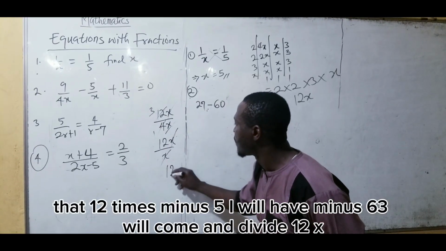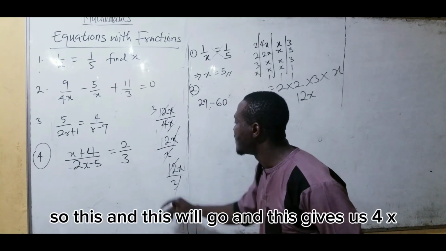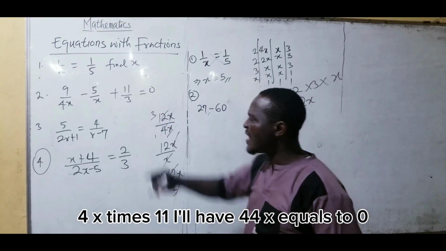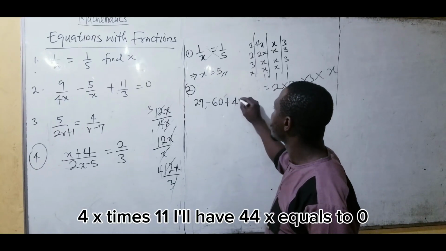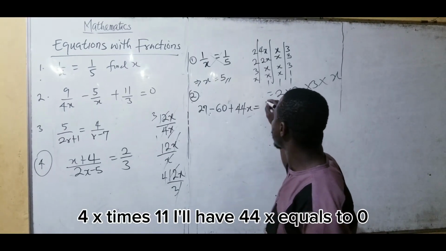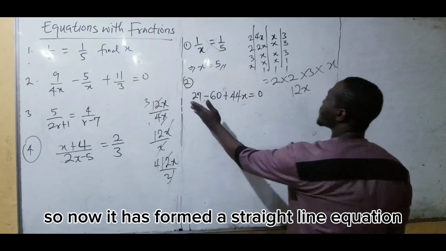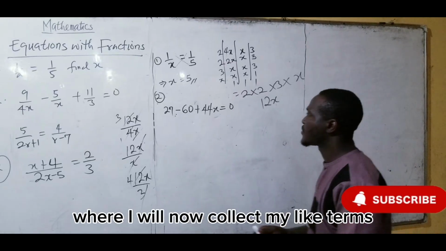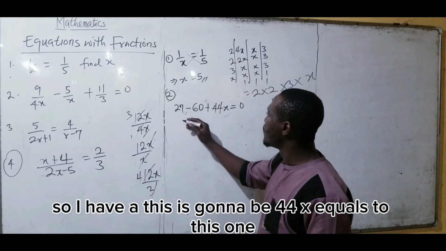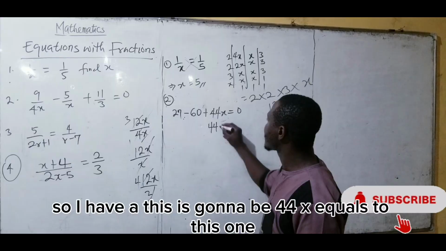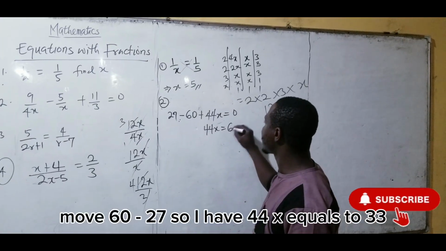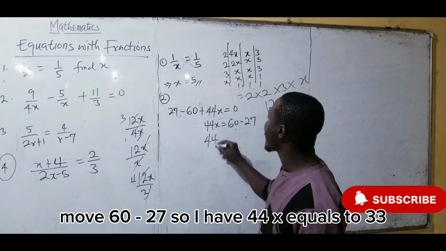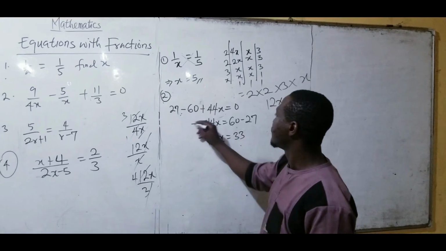3 will come and divide 12x. So this and this will go, and this gives us 4x. 4x times 11, I will have 44x equals to 0. So now it has formed a straight line equation where I will now collect my like terms. So I have 44x equals to, this one will move, 60 minus 27. So I will have 44x equals to 33.